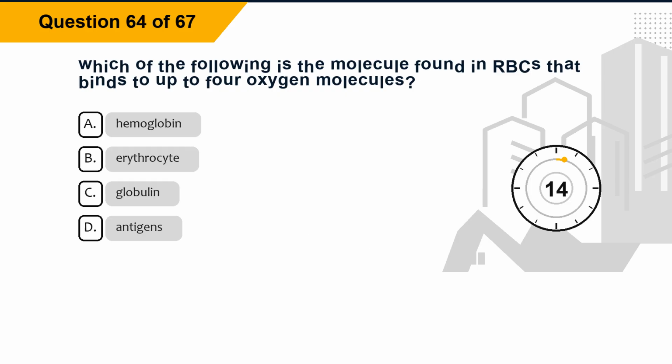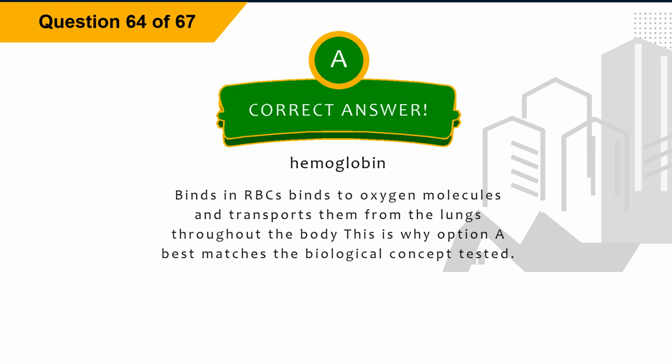Question 64. Which of the following is the molecule found in RBCs that binds to up to 4 oxygen molecules? Option A, hemoglobin. Option B, erythrocyte. Option C, globulin. Option D, antigens. The correct answer is option A, hemoglobin. Explanation. Hemoglobin in RBCs binds to oxygen molecules and transports them from the lungs throughout the body. This is why option A best matches the biological concept tested.